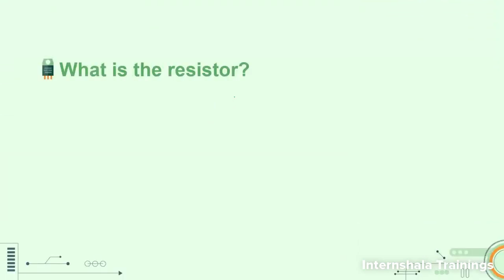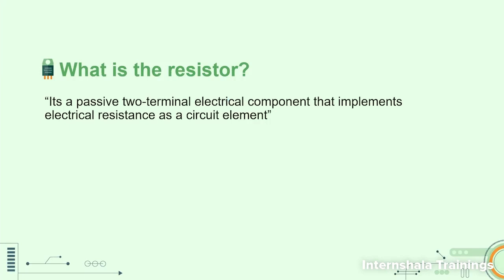I am sure you know what a resistor is, so I will not emphasize the definition. Rather, I will focus on the important things about resistors that will help you while designing circuits. But quickly, a formal definition: a resistor is a passive two-terminal electrical component that implements electrical resistance as a circuit element. That is the definition from Wikipedia, which tells us the main function of a resistor is to provide resistance in the electrical circuit.